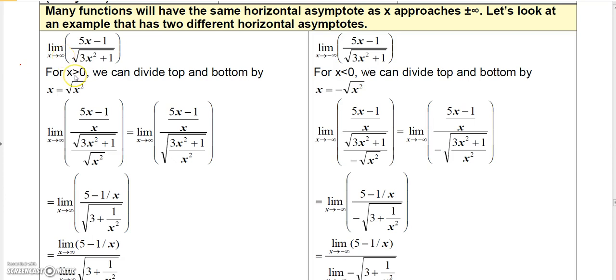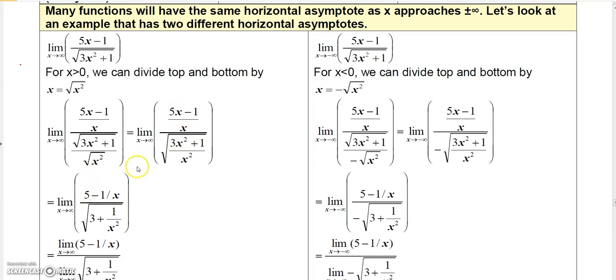When x goes to infinity, then we know x is greater than 0. So if we divide the top and bottom by x, I'm going to divide the top by x, but when I divide the bottom by x, I need to use a square root so I can get it inside the radical. So I would divide by the square root of x squared, which is the same as x, and then I can put it inside the radical, and then simplify the top.